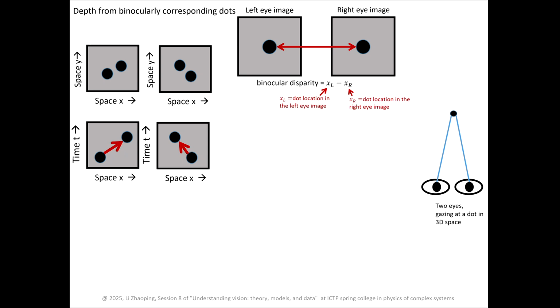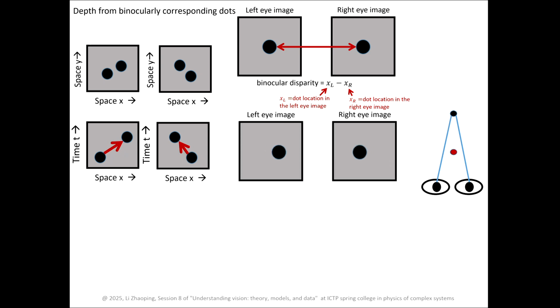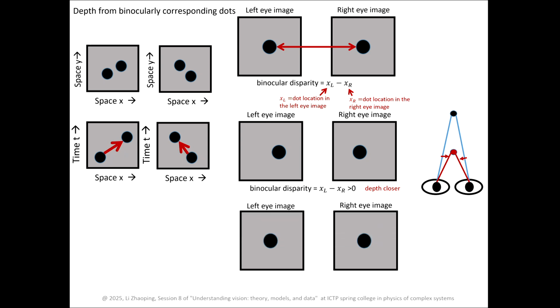0, meaning that this dot is roughly in the same depth plane where the gaze is fixating in the 3D space. If the dot moves closer, the retinal locations change to give a positive binocular disparity, and therefore a positive disparity signals a closer depth. Conversely, if the dot moves further away, the binocular disparity is negative. V1 neurons are tuned to binocular disparities.